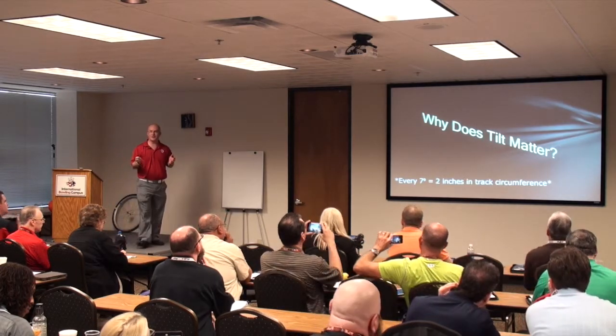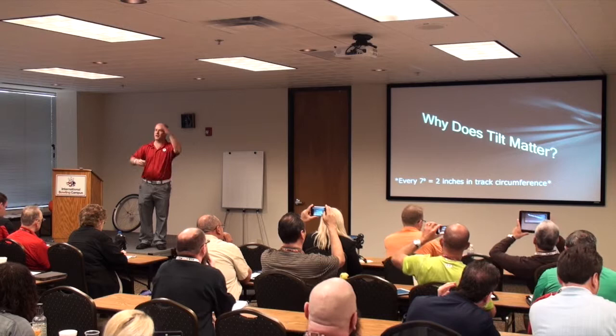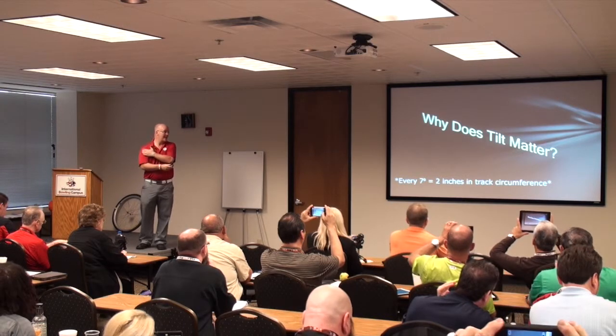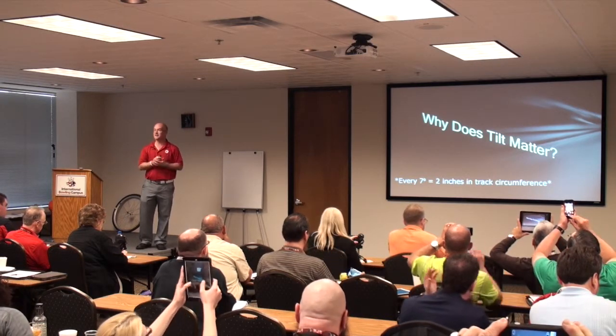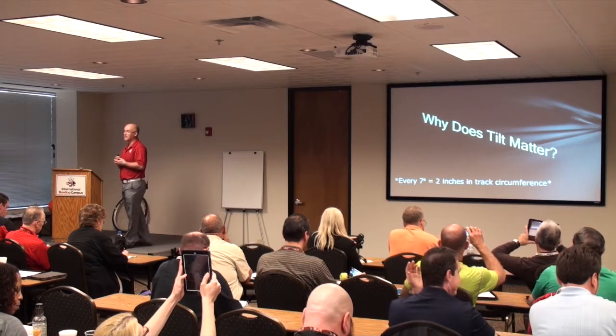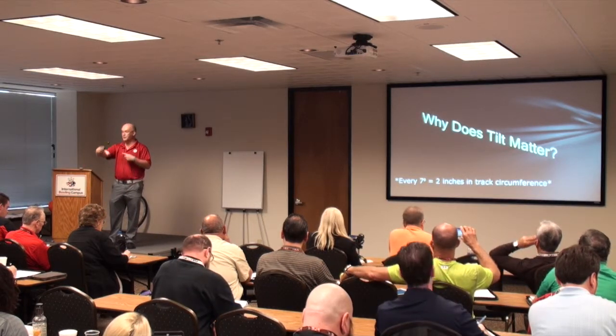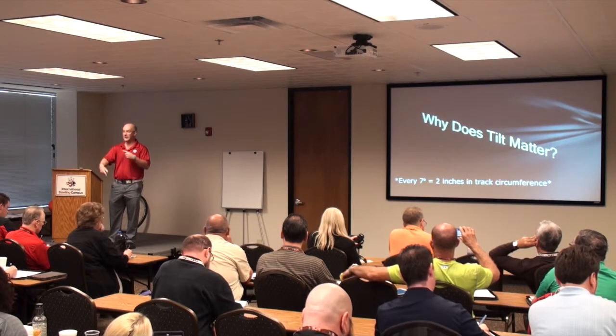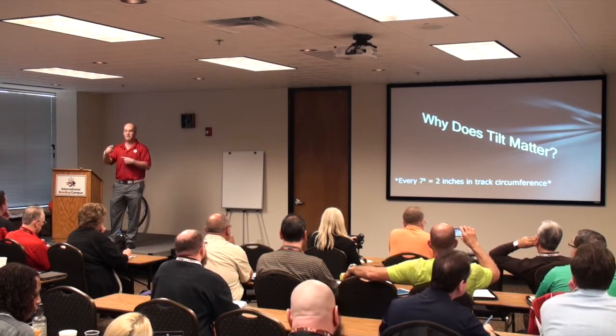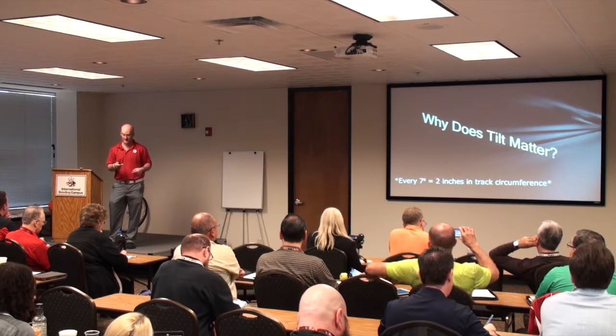For every 7 degrees that you change your axis tilt, whether it goes down or whether it goes up, that is 2 inches of track circumference that you've changed. That's a pretty big deal. So for every RPM, you're covering either 2 more inches of the bowling ball or 2 less inches of the bowling ball. That means the ball is going to be spinning at different rates of speed.